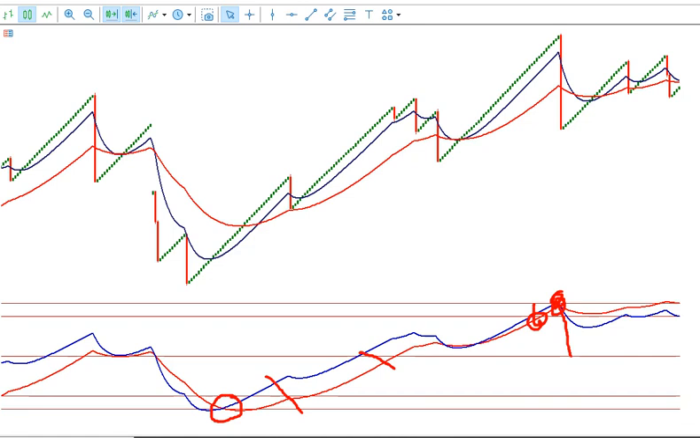So don't wait until it gets to 90. As it's approaching 80 levels, sometimes the market may not get to 80 before pulling back, like what happened here now. It didn't get to 90, it pulled back before 80.